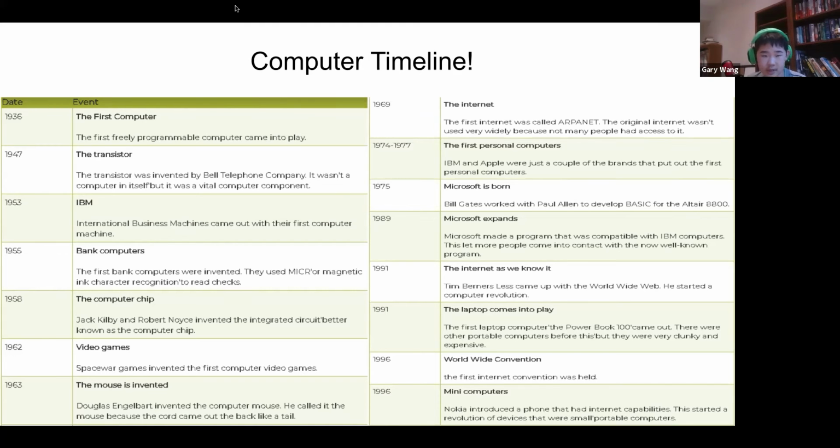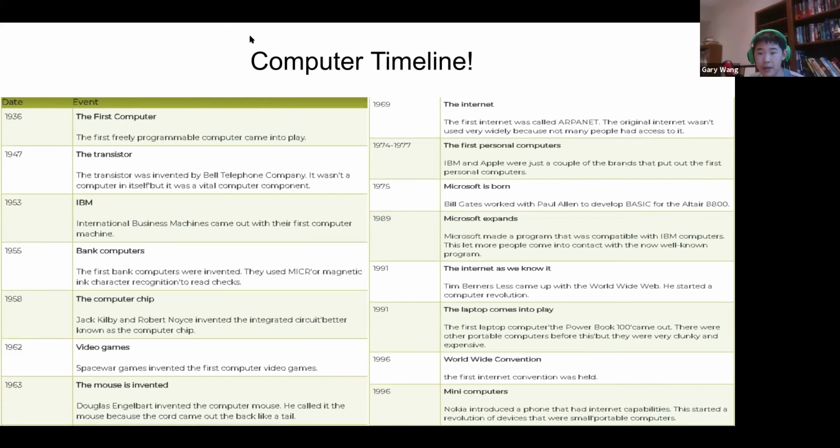In 1953, IBM, the International Business Machines, came out with their first ever computers. Back in the day, not everybody could use these computers. They were mainly used for businesses, those giant buildings with people just typing on the computers. In 1953, it first came out.